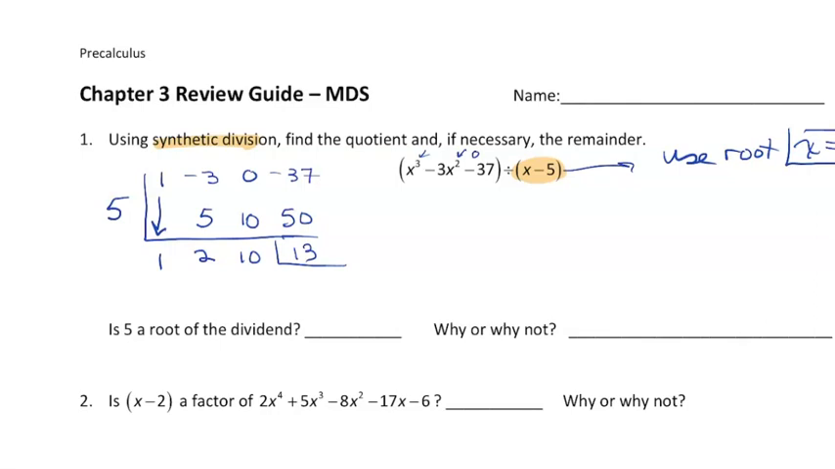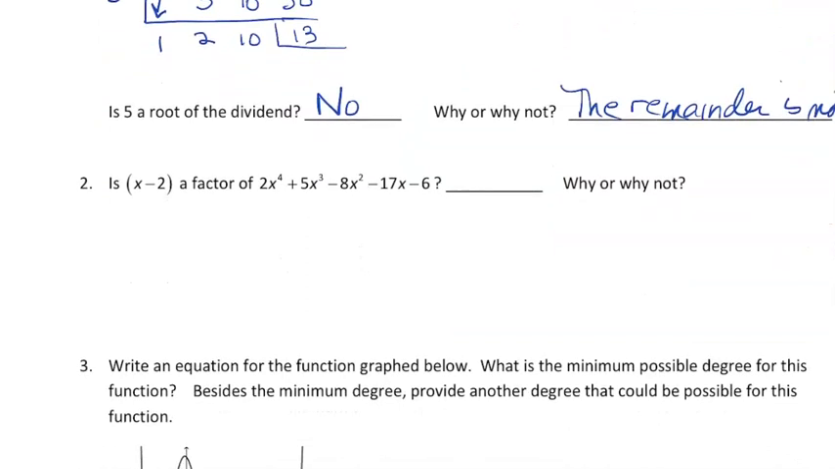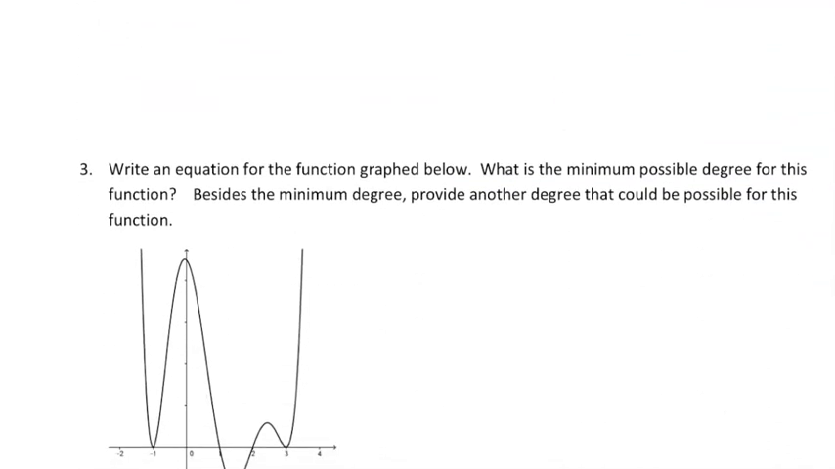So is 5 a root of the dividend? If it was a root, you would have had a remainder of 0. So you're going to say no, it's not. And why or why not? And the answer is the remainder is not 0. Okay, so you want to understand that piece of it.